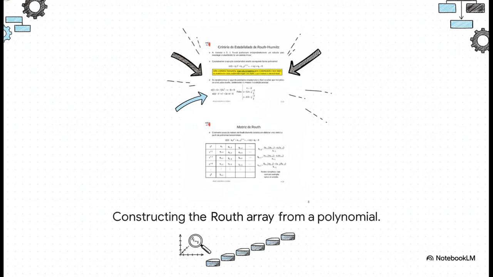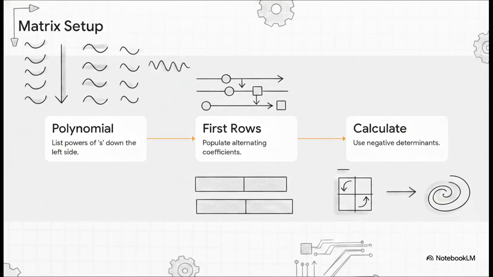Let's break it down into steps. Setting up the matrix basically happens in 3 distinct steps. First, you take your polynomial and list the powers of s straight down the left side, starting from the highest power all the way down to 0. Easy enough.